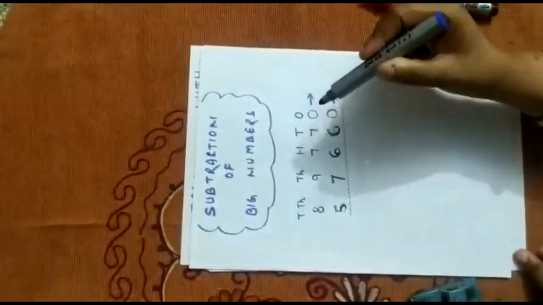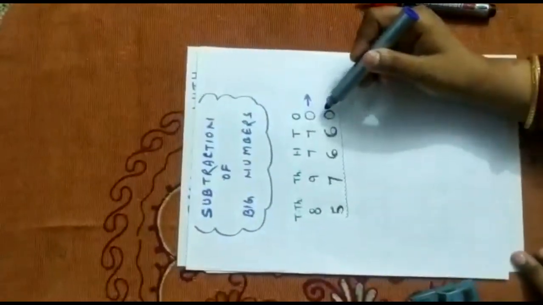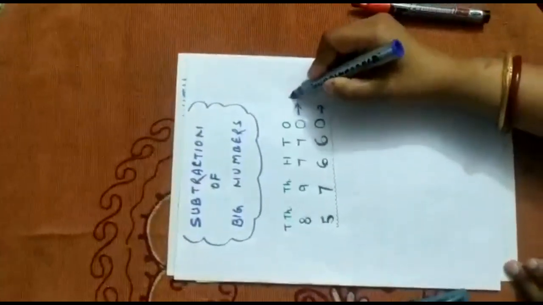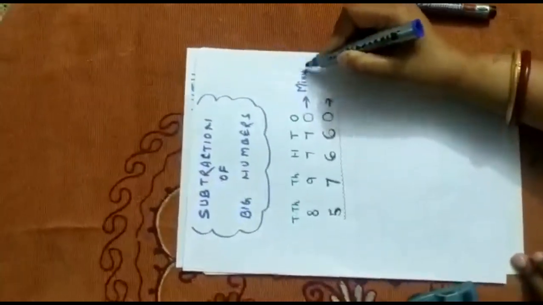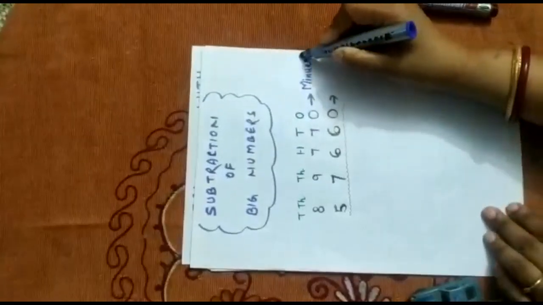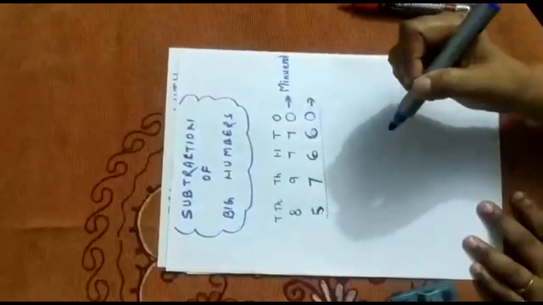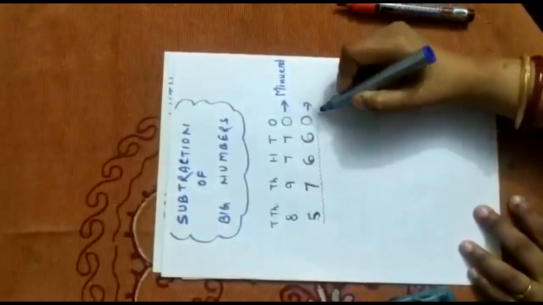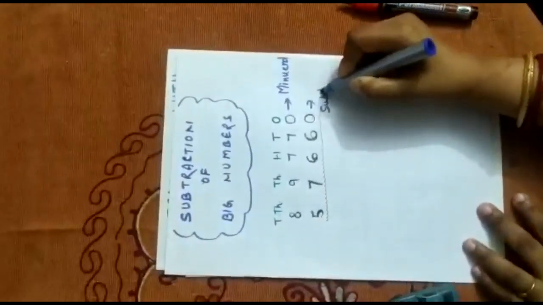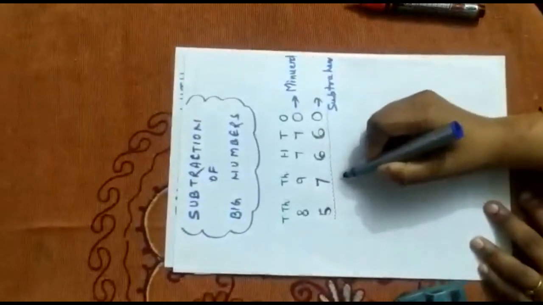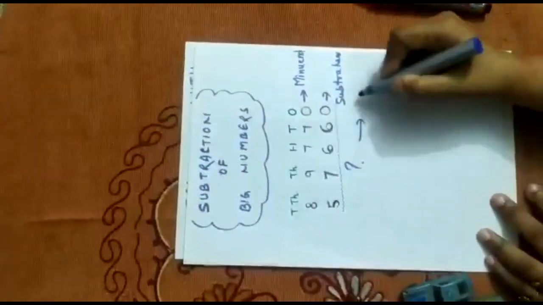The quantity or number from which the subtraction is done is called the minuend. The quantity or value which is subtracted from the minuend is called the subtrahend. And the result that is found is called the difference.